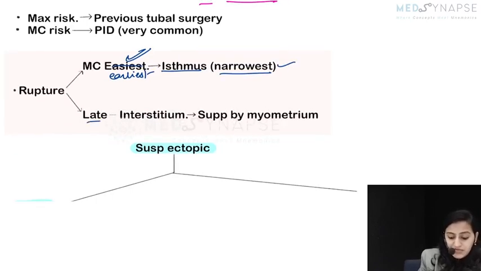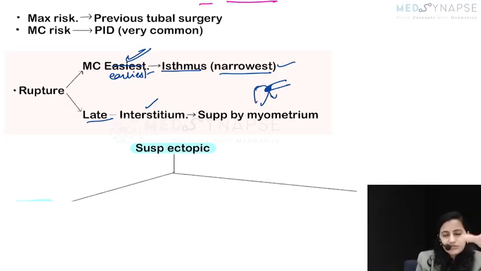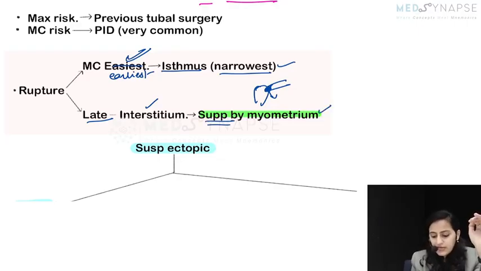Where will be the late rupture? Interstitial. Interstitial means, if this is the uterus and the fallopian tube, this part which is at the uterus is the interstitial part going into the uterus. So it is supported by the myometrium. Right? Whenever you get somebody's support, you have a lot of advantages.